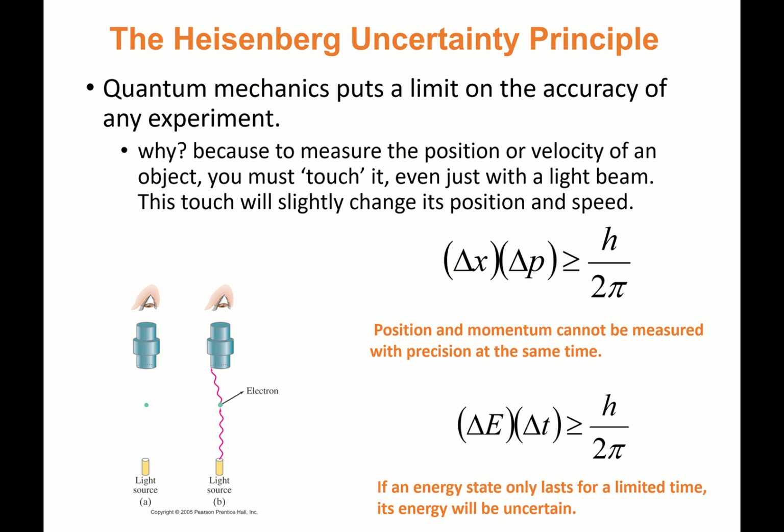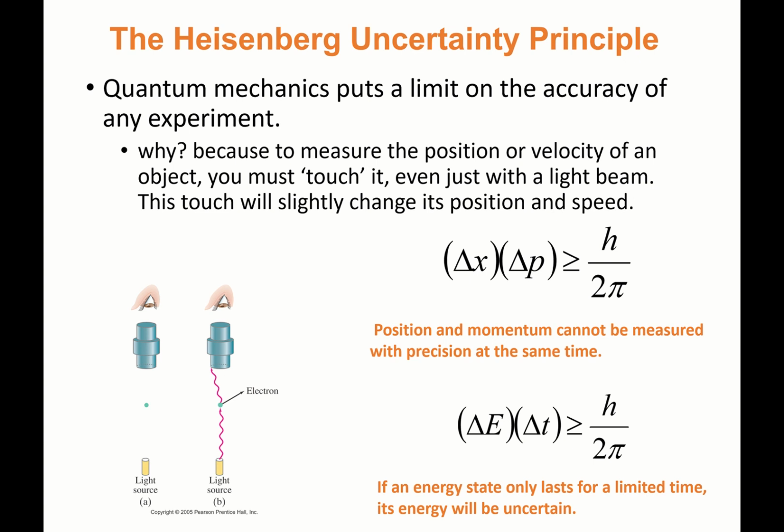Well, because if we want to measure something, whether its position, or its velocity, its energy, its lifetime, we have to touch it in some way. If we want to measure something, we have to see it. If we see it, then light has to bounce off it. And if you have something that's extremely light, if it gets hit by a beam of light, that's going to change its speed. So this touch will change the position or change the speed. If I'm measuring the speed, it could change the position.